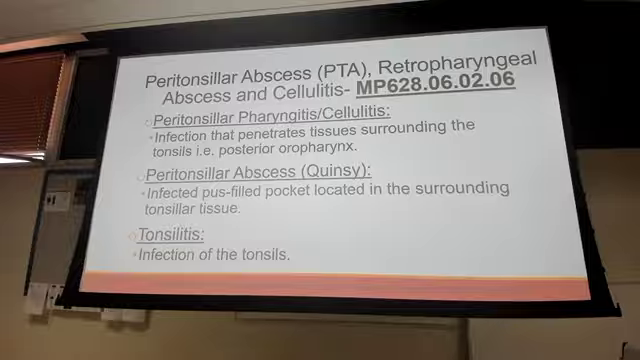So peritonsillar pharyngitis or cellulitis is infection that penetrates the tonsils, the tissue around the tonsils. So peritonsillar, it'll be in that posterior oropharynx. Peritonsillar abscess or quinsy, so that's when they develop a pus-filled pocket, or purulent pocket, around the tonsils, and we'll talk about that. And then tonsillitis is infection of the tonsils, and usually that's bilateral as opposed to with the abscess, it'll be unilateral.